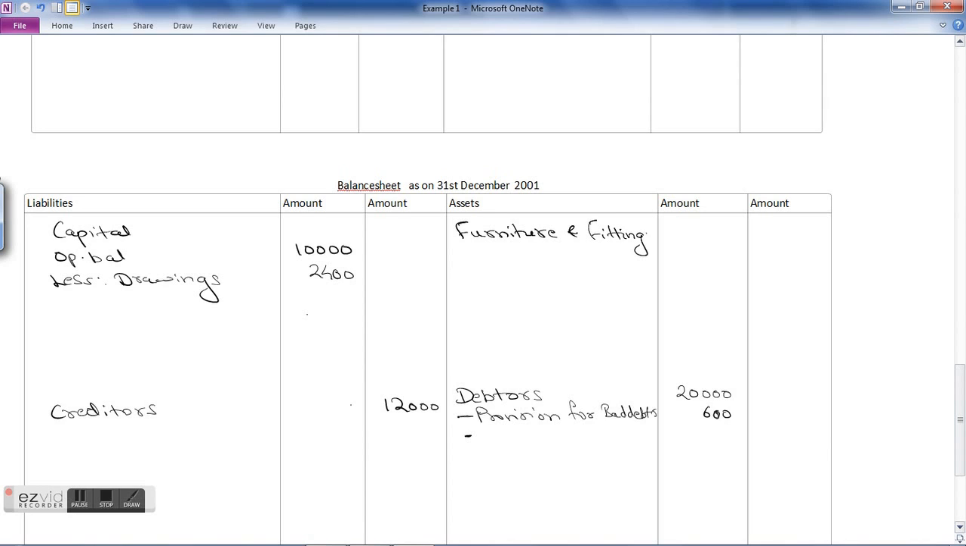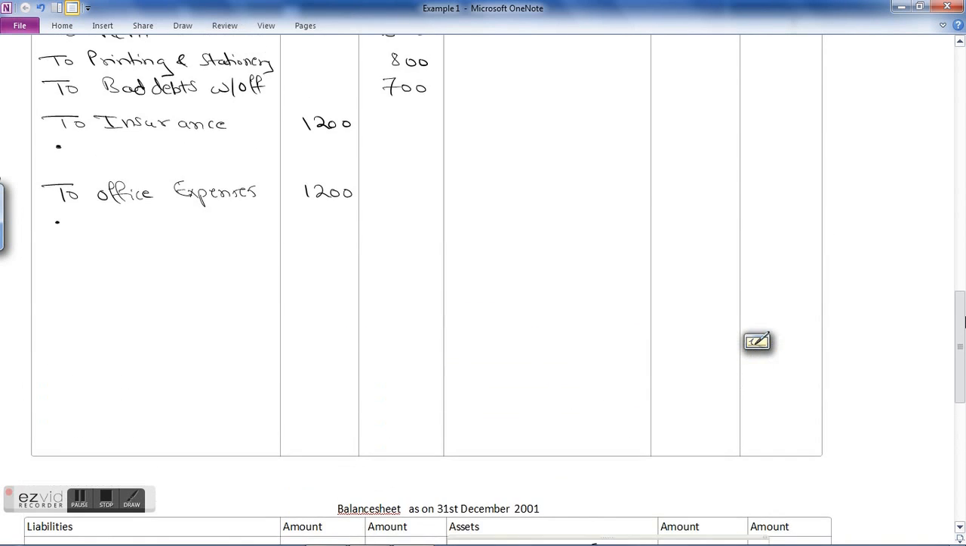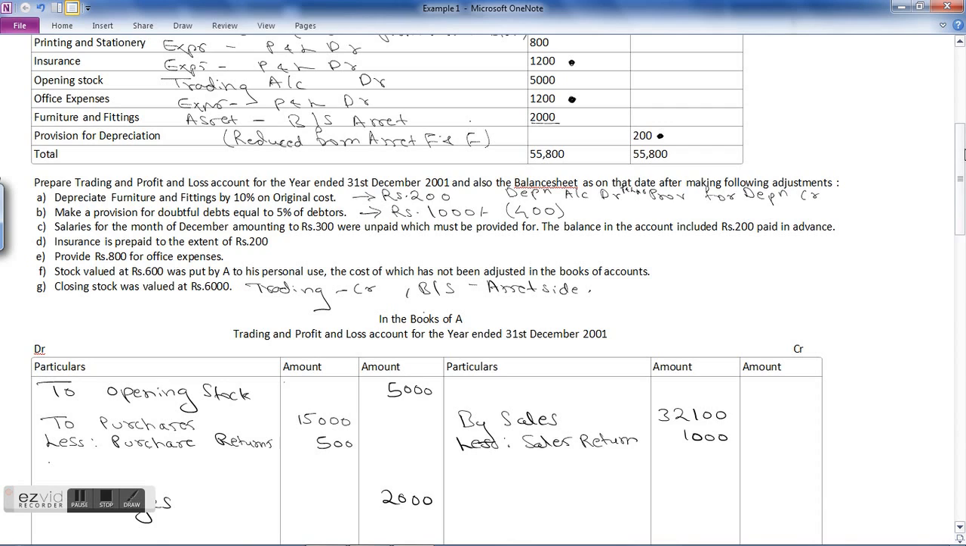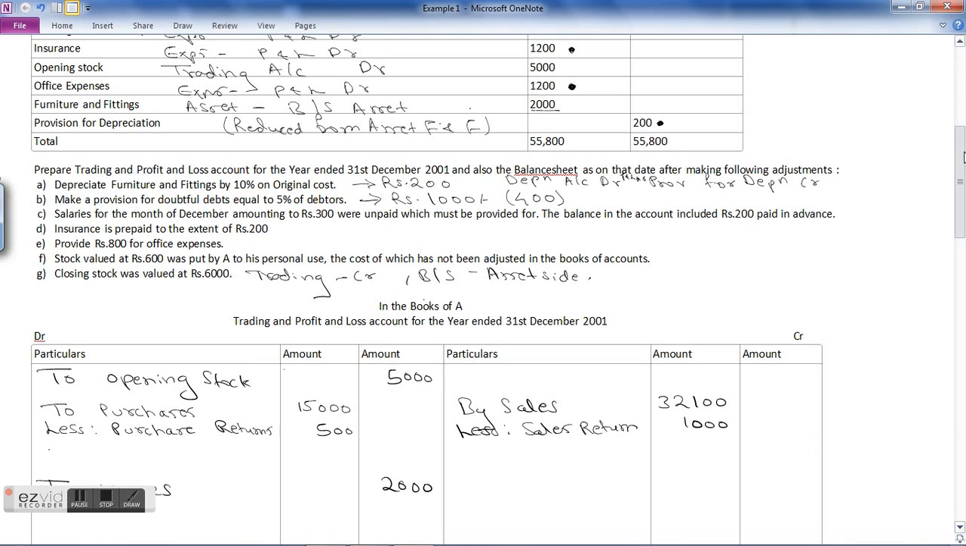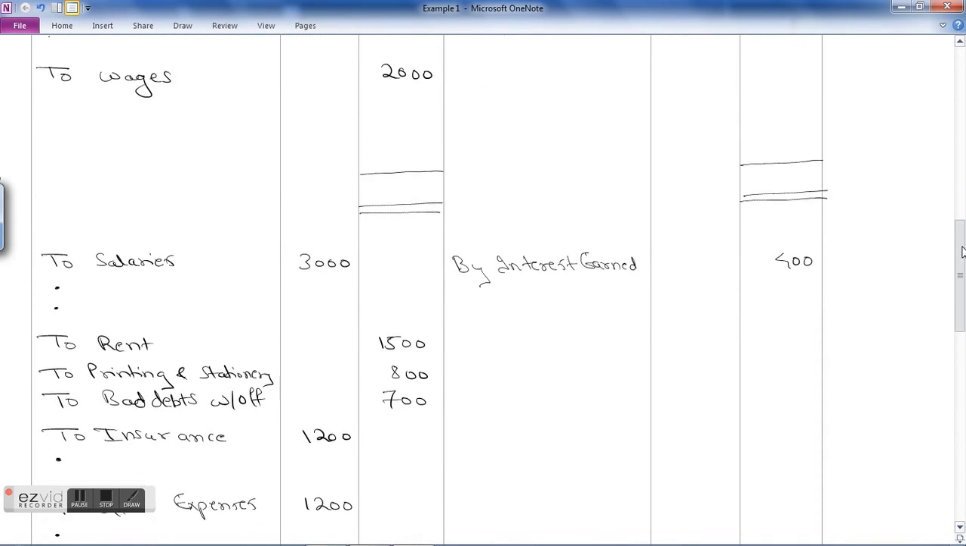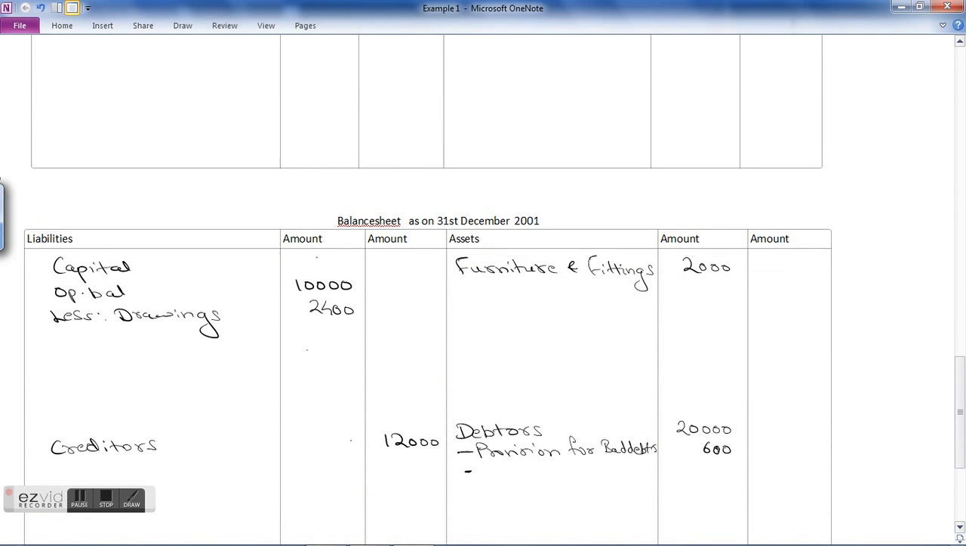We'll put it inside, since there is some provision for depreciation which is given. So let's see. Provision for depreciation, so reduce it from the asset, furniture and fixture. It's the opening balance in provision for depreciation, and also there is one adjustment, so we have to leave one line for that adjustment. So less provision for depreciation amount is 200.